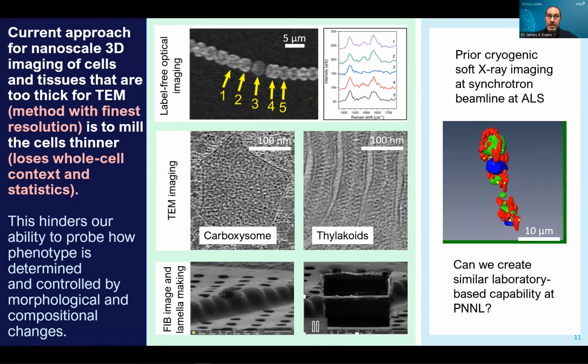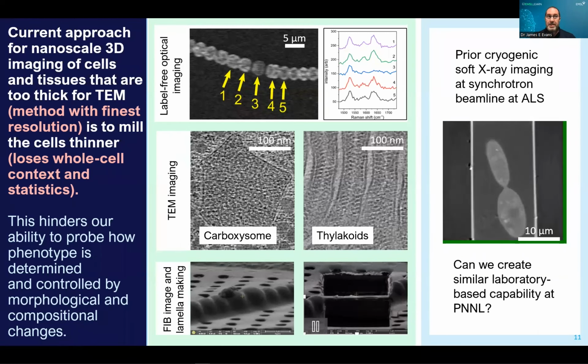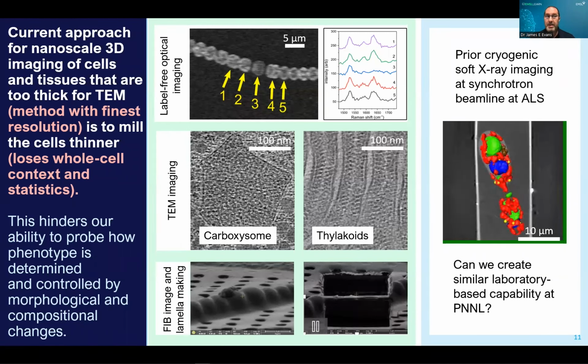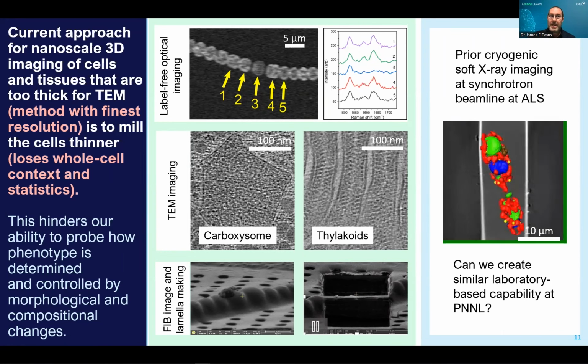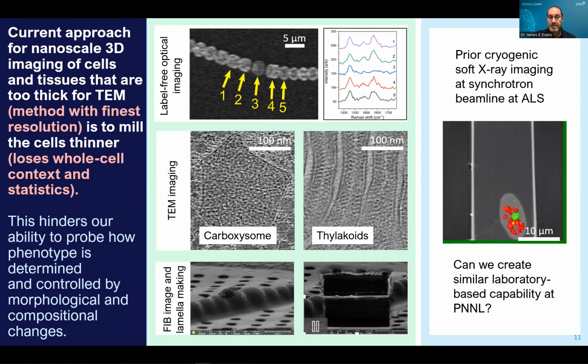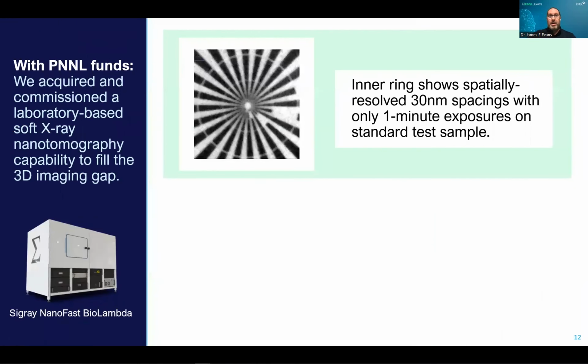Our goal for this particular project, and the new capability that I'm talking about here, was to develop a laboratory-based soft X-ray nanotomography system here at EMSL for analyzing biology in native environments, to complement both the capabilities existing at PNNL and EMSL, as well as the other DOE synchrotron facilities. With PNNL funds, we were able to acquire and commission a laboratory-based soft X-ray nanotomography capability to fill this 3D imaging gap.